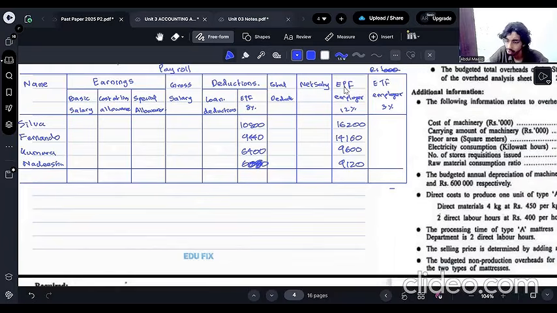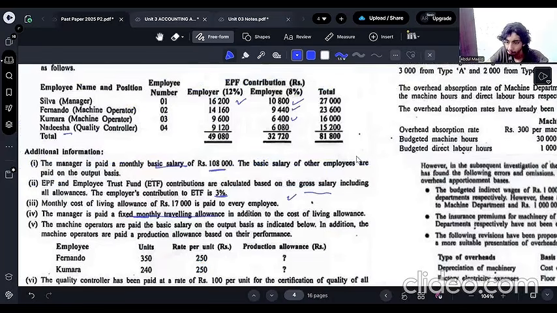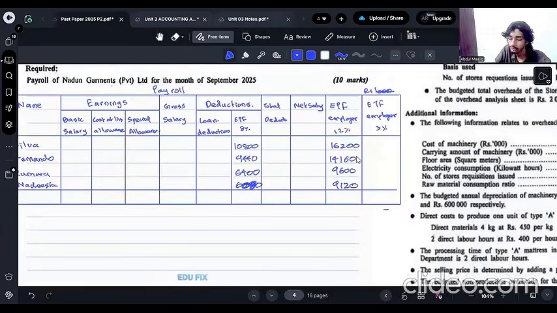6,080, this is 8, 6,080. Then next. Now they are saying that EPF and ETF are calculated based on gross salary. Now we can indirectly find our gross salary. I'll tell you all a method.